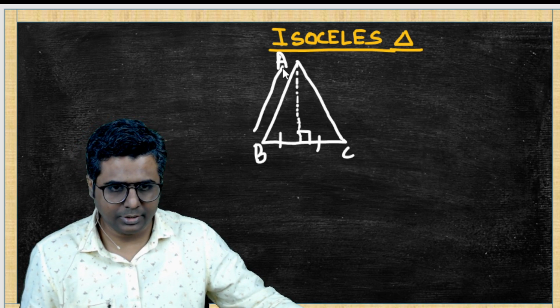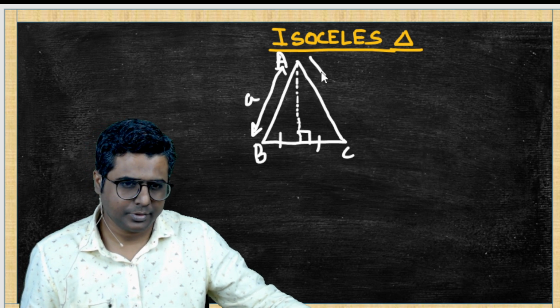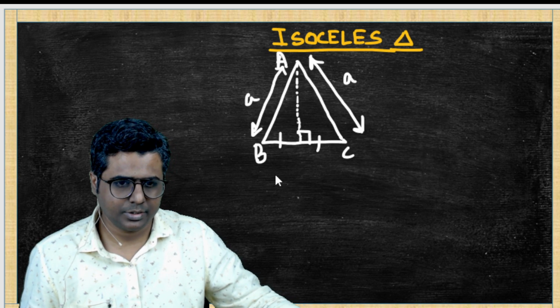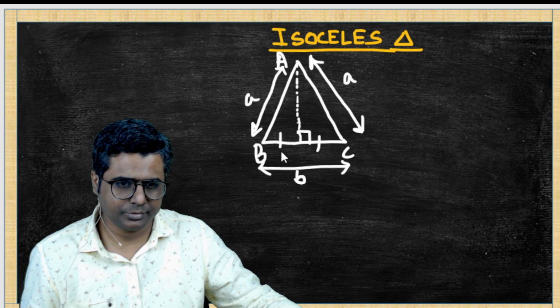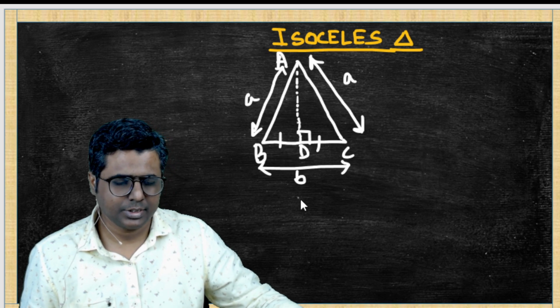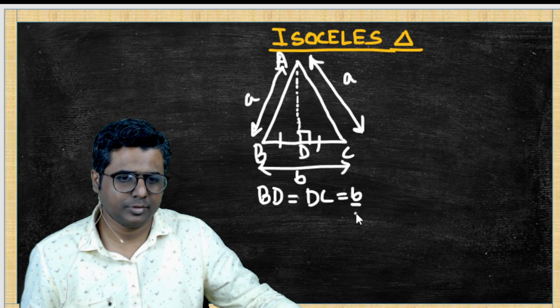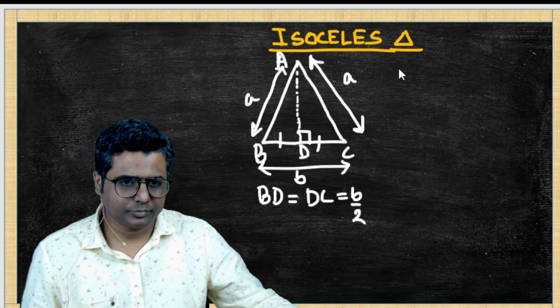So I will again assume that this AB is a, this AC is a, so this one will be different, so this will be b. If you take this as D, then BD is equal to DC is equal to b by 2. Okay. So, one by one we will go.